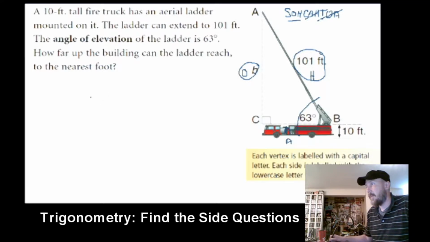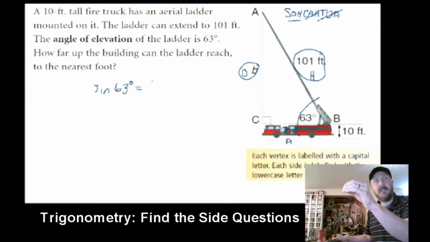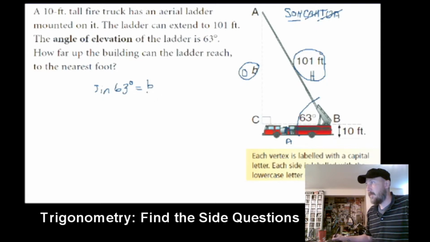So let's try subbing in here. We haven't subbed into our ratio yet. So we've got, oh, sorry, my handwriting is terrible on this little thing here. Sine, my angle is 63. Sine 63 is opposite, which is B, I don't know the opposite, over the hypotenuse, which is 101.